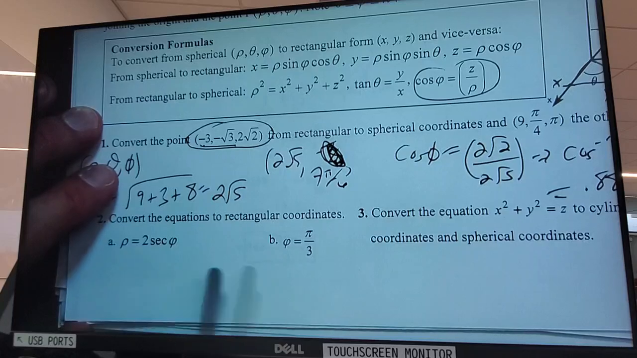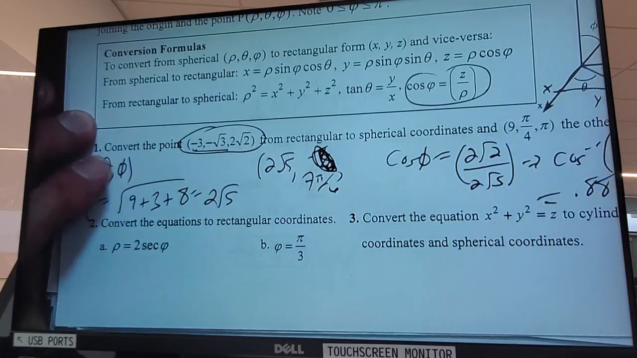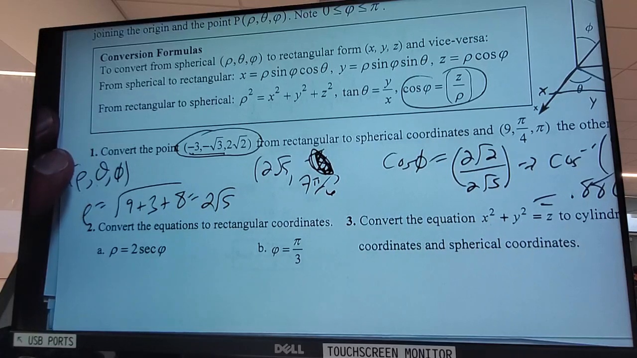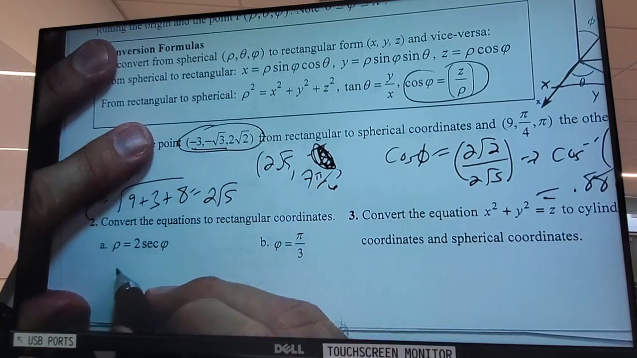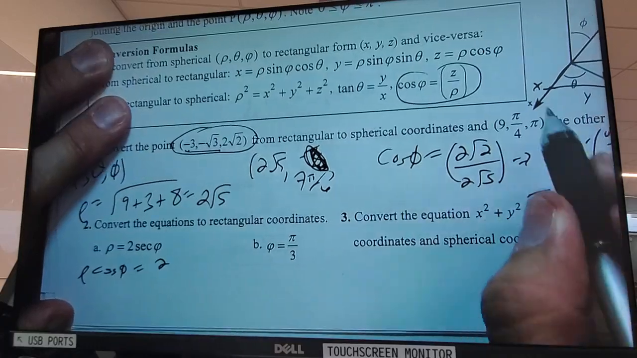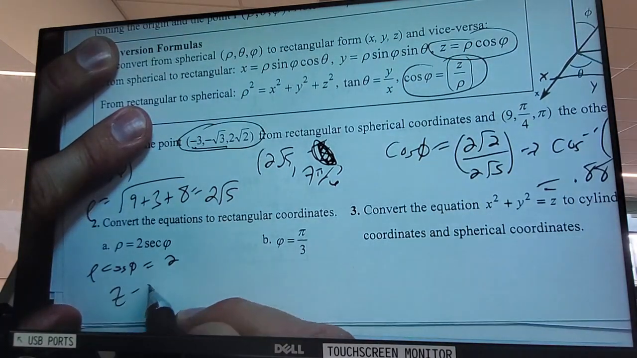Down here, do these sound familiar to anybody? So, real quick. Do you remember in polar, if I had a cosine theta sitting there by itself, I wanted to multiply it by r, because then r cosine theta would be x. So what is secant phi? 1 over cosine. So if I multiply both sides by cosine, what is rho cosine phi? Well, what is rho cosine phi by itself? Z. So this is just z equals 2.